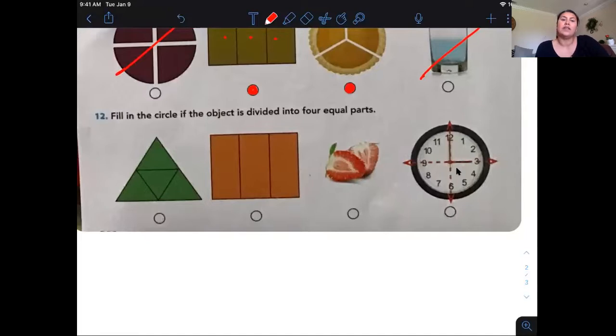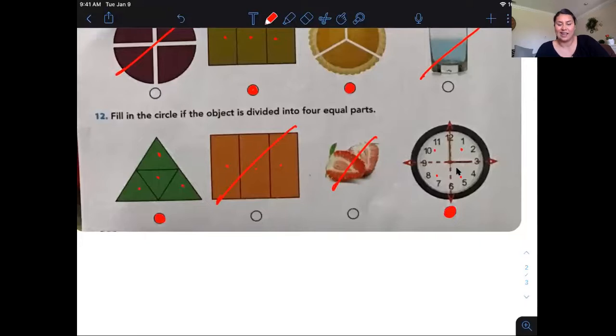Fill in the circle if the object is divided into 4 equal parts. Are you ready? It's gotta be 4 equal parts. 1, 2, 3, 4. Is that 4 equal parts? Yes. This one is 1, 2, 3 equal parts. Can't use it. This one is 2 equal parts when they cut it in half, so you can't use it. And what about this clock? Every quarter hour is 15 minutes, and that's cut into 1, 2, 3, 4 equal parts.